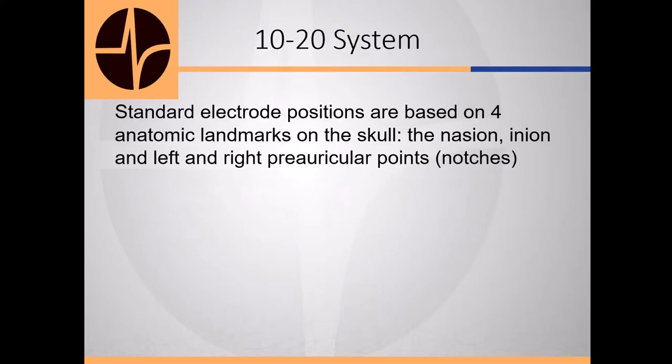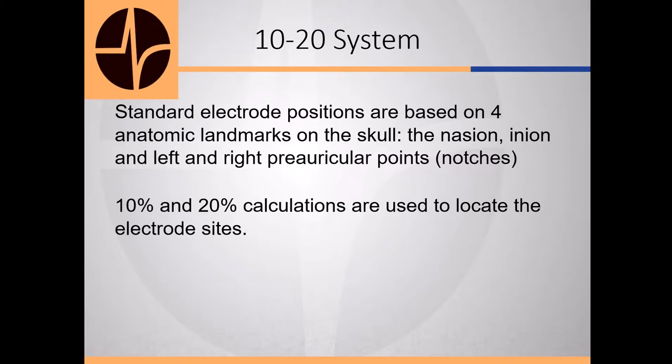So the standard electrode positions are based on 4 anatomical landmarks of the skull: the Nasion, which is that bump in the back of your head. And they tell me that the bigger the bump is, the more intelligent you are. So I've got a nice big bump that I like. The Inion, which is where your nose starts to take off from your forehead. And then the left and right preauricular points or notches, those little notches in your ear.